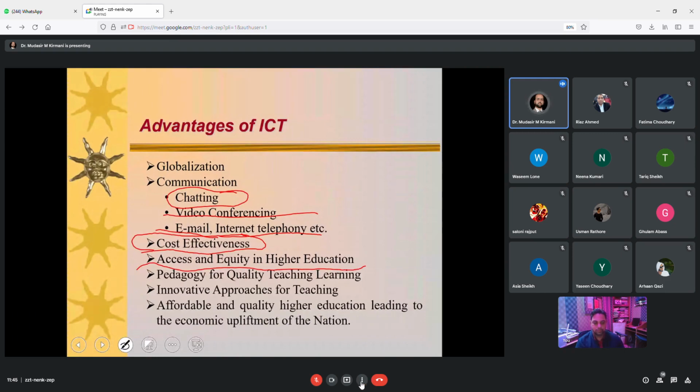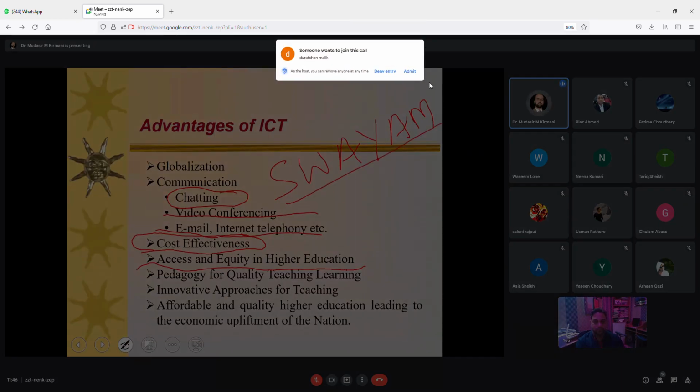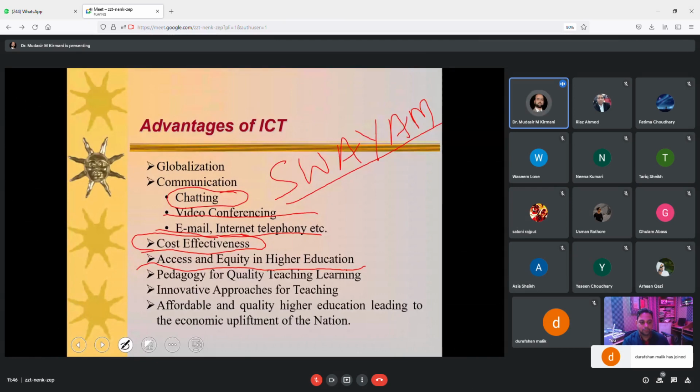Then access and equity in higher education. There are certain examples wherein people were not having access to good institutions. Now those things are gone. Today, if you wish, you can enroll yourself in any course of Harvard University, Princeton University, irrespective of the distance. Rather, the cost is associated with it. And you have a very good platform, which is known as Swayam, wherein you can enroll yourself and study a good number of courses. Therefore, that barrier of having access to a good institution is gone.